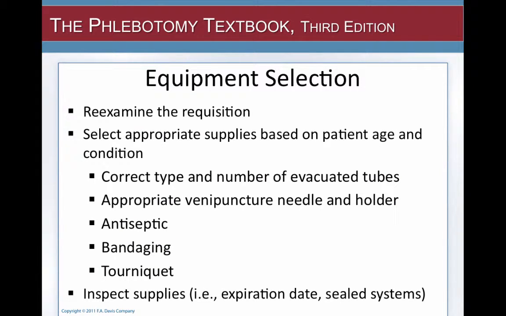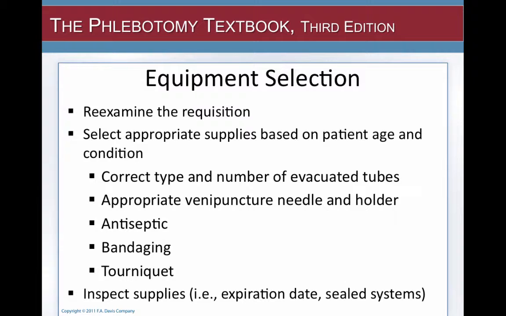Now that your patient is positioned and you've already checked the ID of the patient, you're going to re-examine your requisition or your labels to see what labs are being drawn and select your appropriate supplies based on the patient's age and condition. And what that means is if you're drawing a child or an infant, you may be using smaller tubes than you would on an adult.